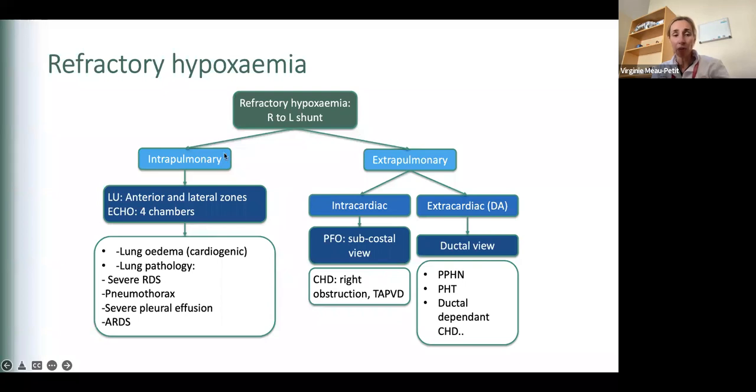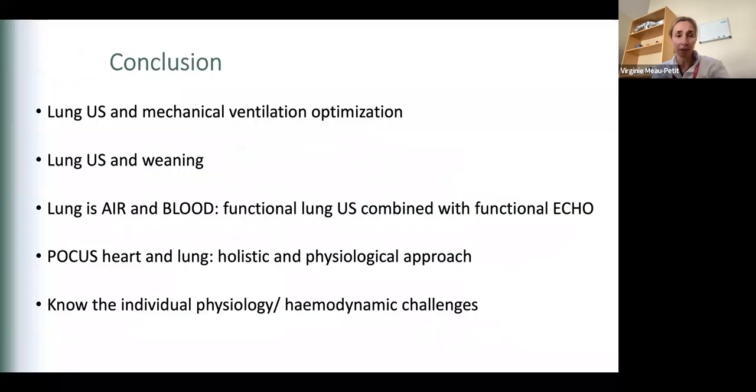If I don't have any intrapulmonary shunt, then I will move to look for extrapulmonary shunt, looking at the intracardiac shunt with the PFO, looking at the PFO right to left shunt, like in right obstruction, or extracardiac shunt through the duct, and looking for other pathologies. So I think it's difficult to deal with patients in this condition without looking at both lung parenchyma and heart.